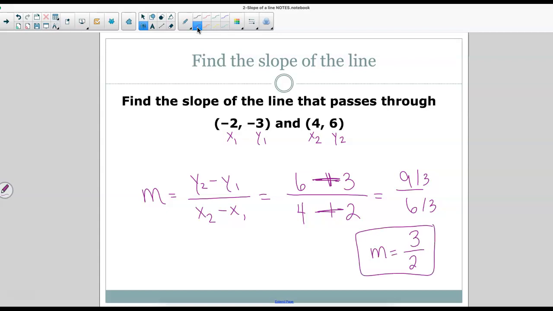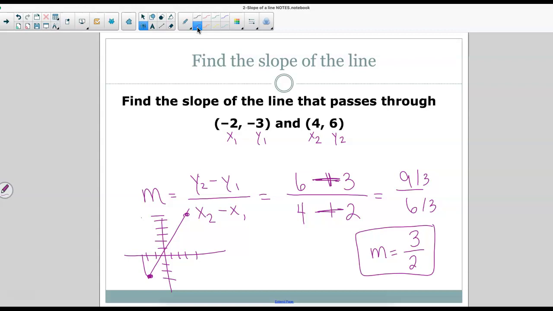So up 3 over 2, up 3 over 2. Okay? Kind of make sense? If I graphed this, I would have -2, -3. I'd have a point right there, and 4 right here. To get between those points, I'd have to go up 9 over 6. The formula helps us do that without having to make the graph. I don't want to have to graph it every time.